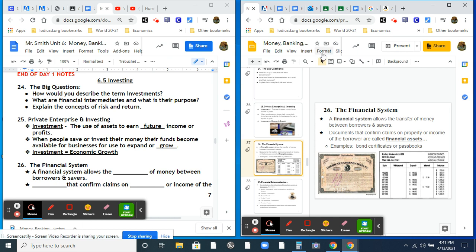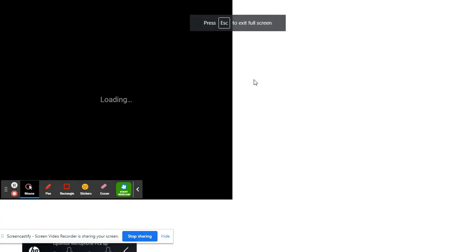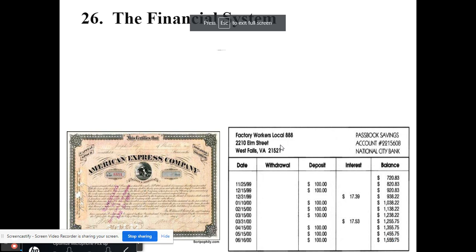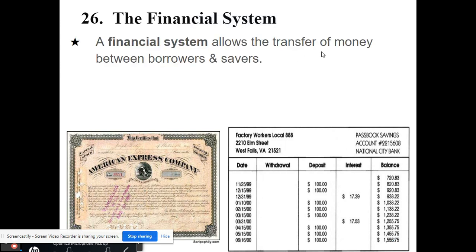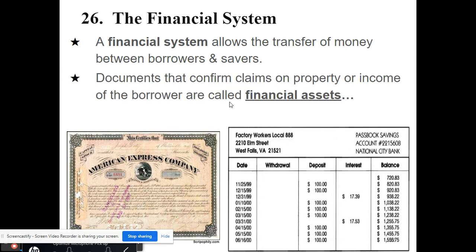Financial system. When you hear that kind of talk, they're talking about overall big picture stuff. And it allows the transfer of money between borrowers and savers. So you got one group of people saving money for retirement and whatnot. And then you got one group borrowing money to reinvest it. These are the entrepreneurs, and you got American Express, like in the middle of all that, or Citibank or whatever.